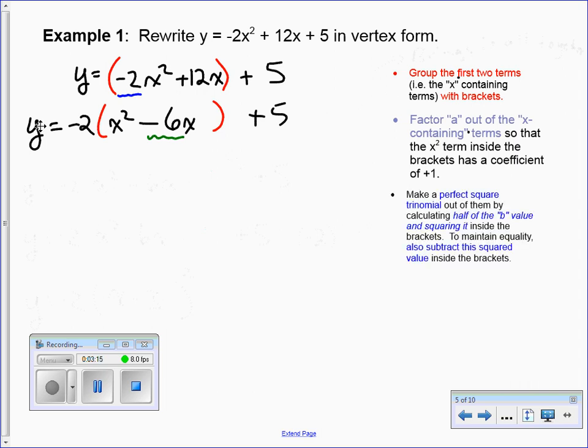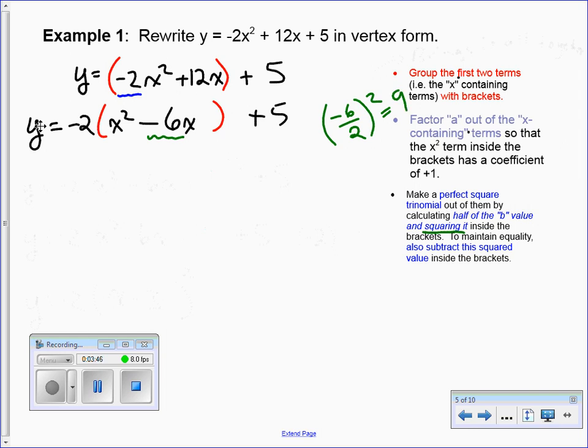Follow this step here. We're going to make a perfect square by taking half of the b term. Half of the b term, which is negative 6. So we're going to take negative 6 and divide it by 2. Then we have to square it. So negative 6 divided by 2, squared, is equal to negative 3 squared, which equals 9.